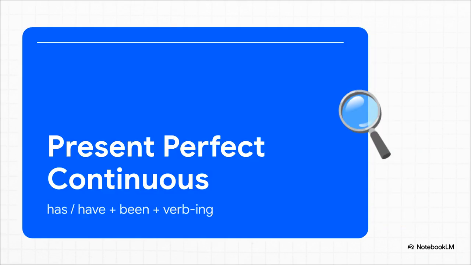Okay, time for a different tool, the present perfect continuous. We use this for an action that kicked off in the past, but is still going on now. Or maybe it just stopped a second ago. The key thing here is that strong connection between the past and the present.